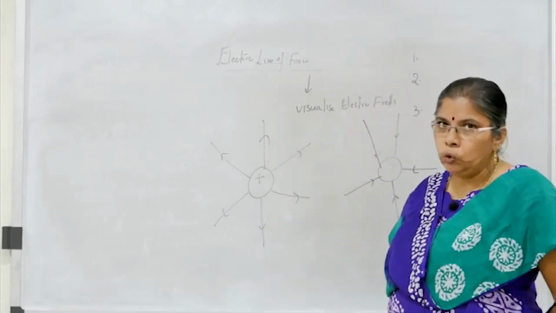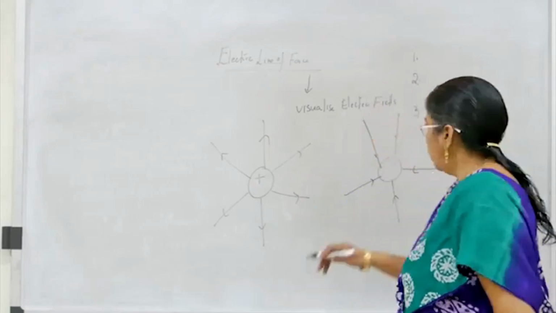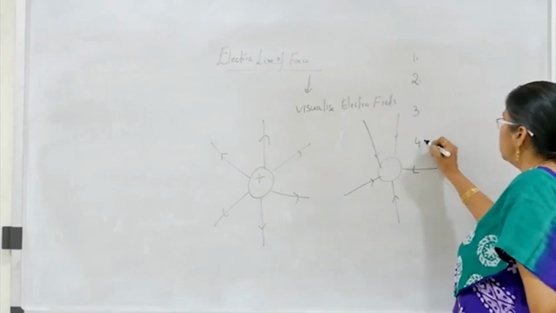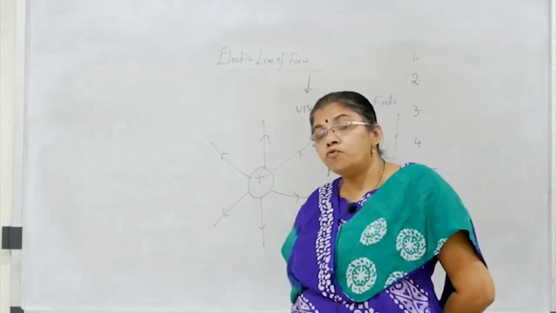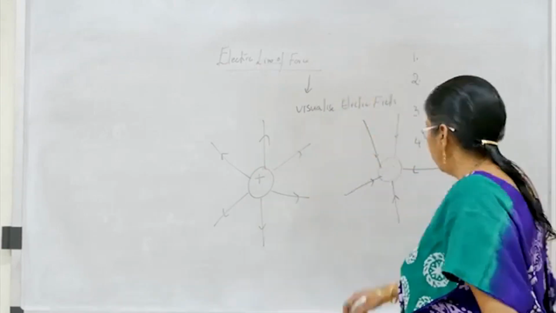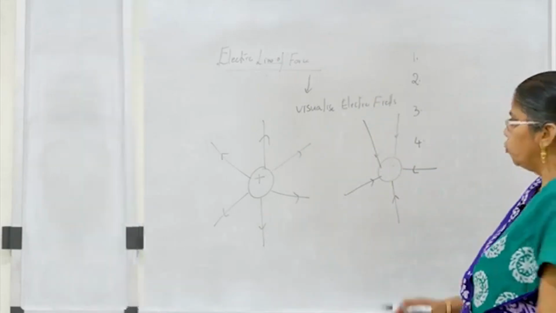Next, we cannot have two directions for an electric line of force, because when we draw two tangents it gives two directions for one point. Next one is in a continuous charge distribution, when there is a region like that, they do not form continuous loops. So these are the four properties of electric lines of force.